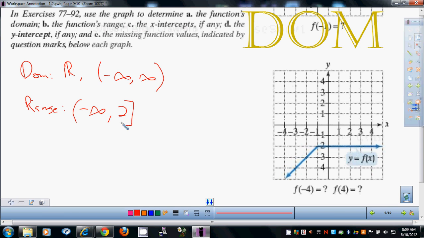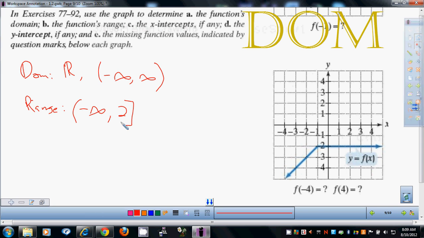Oh, let's see. Part C. The x-intercepts, if any. Joe. Very good. None. It doesn't cross that stinking axis at all. No x-intercepts. Y-intercepts, if any. Sarah. Very good. Crosses right there. Negative 2. And let's see. Missing. Oh, right. These down here.